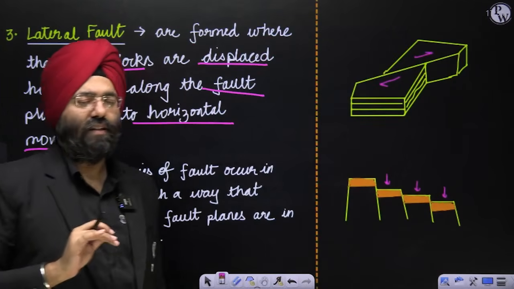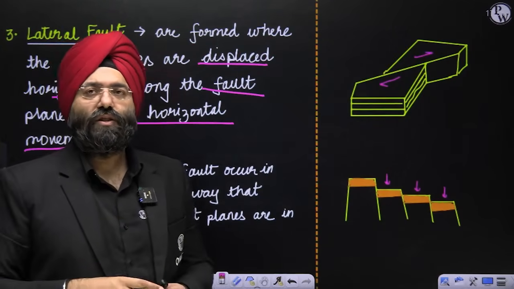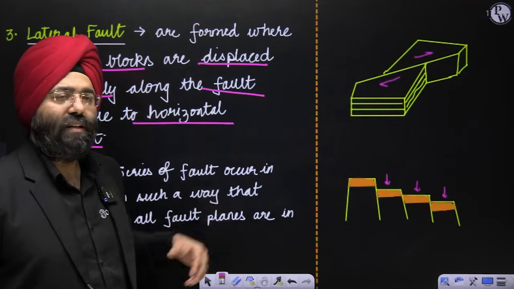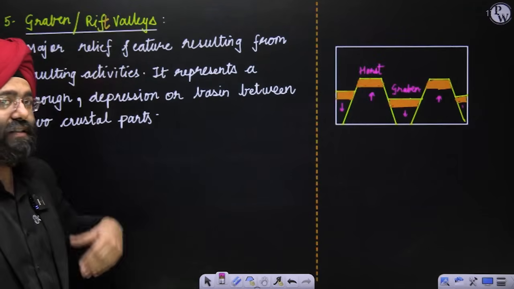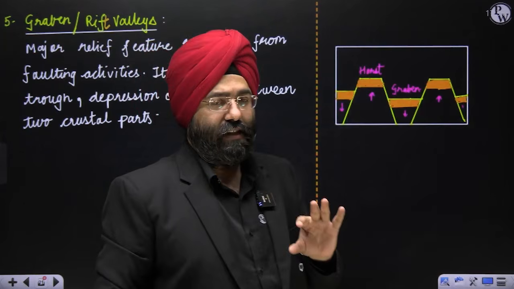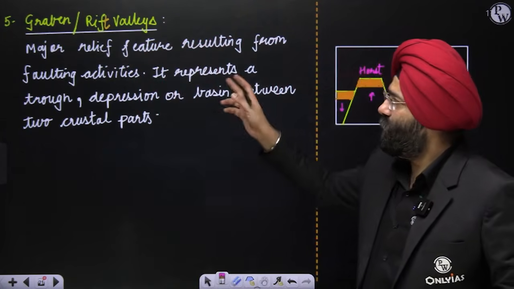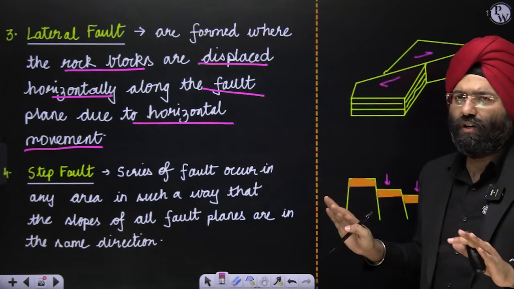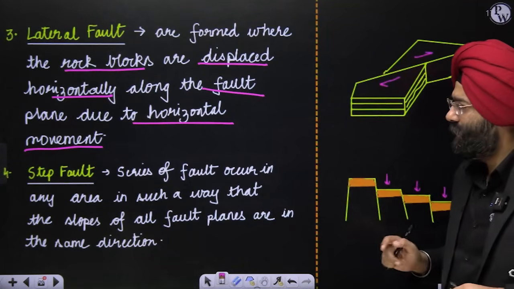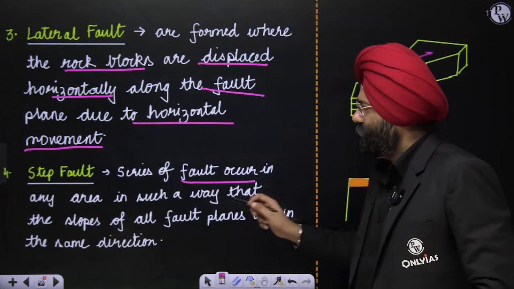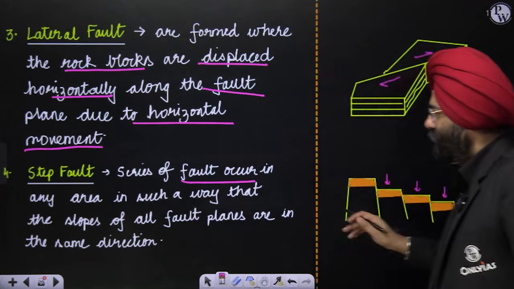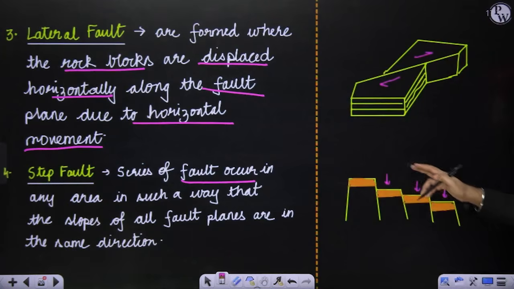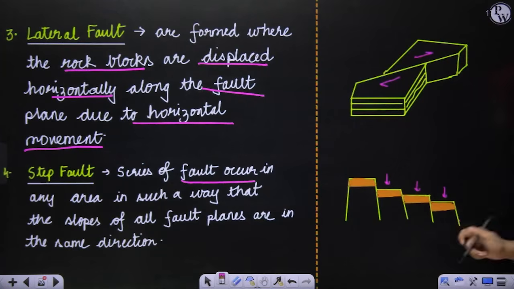various faulting activities. Certain books only mention these three types of faults, and they represent the step fault and rift valley as the outcome. Please understand them. Certain books mention rift valleys and step fault as an outcome of these faulting activities, but certain books mention them as a type of fault. So we have mentioned it here. There is no problem in that. A series of faults occur in an area in such a way that a step-like structure is formed. So this is known as what? Step fault. Along these lines, see, these are the fault planes through which this step-like structure is formed.